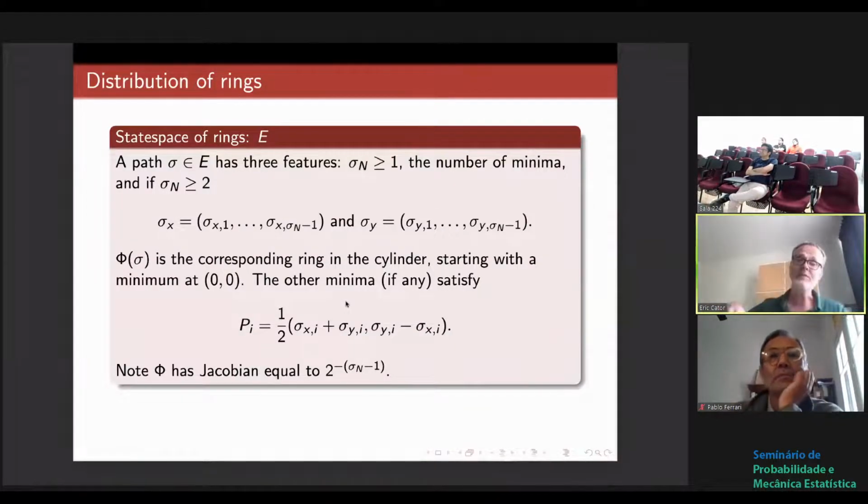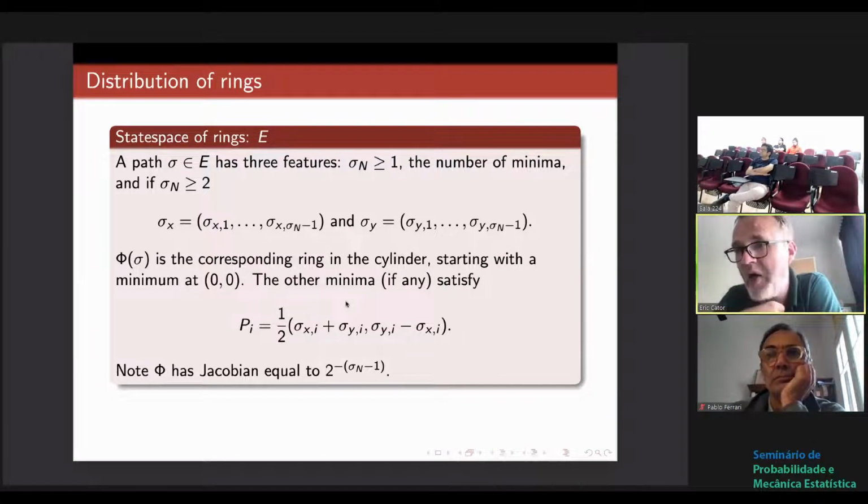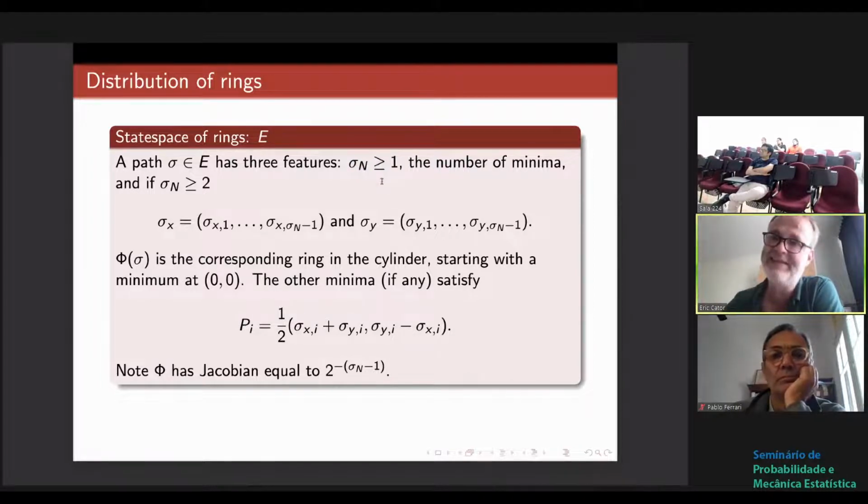Okay. So each path in this state space of rings has 3 features. The first one is sigma n, which is the number of minima of the final path. So this is always bigger than or equal to 1, and it's actually 1 less than the dimension of the space you're in.